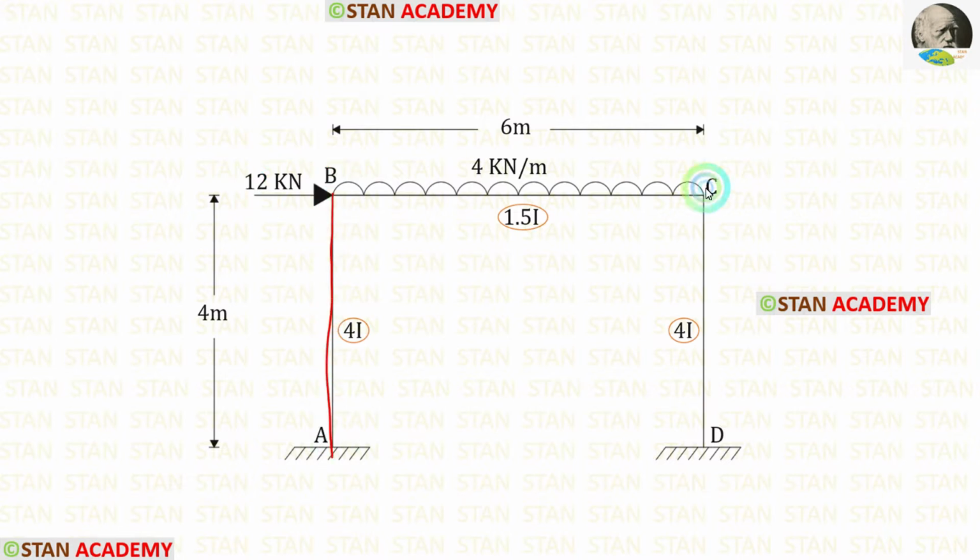For the columns, the moment of inertia is 4I and for the beam it is 1.5I. Height of the columns are 4 meter. Length of the beam is 6 meter. This is a sway type frame. Because of this load, there will be sway.